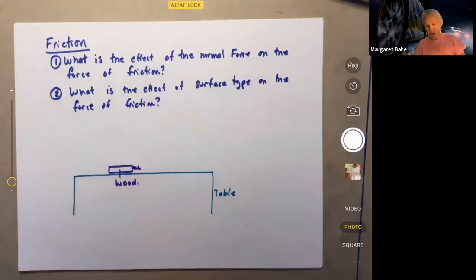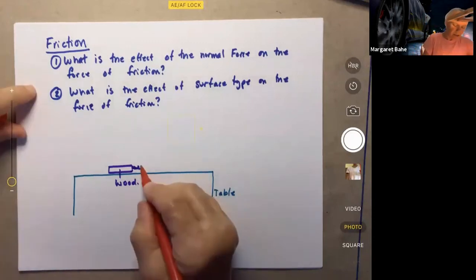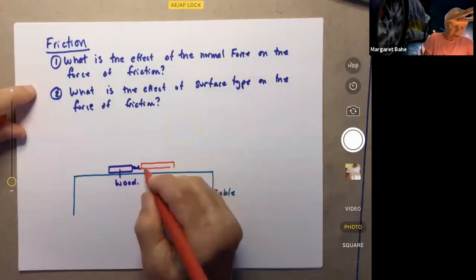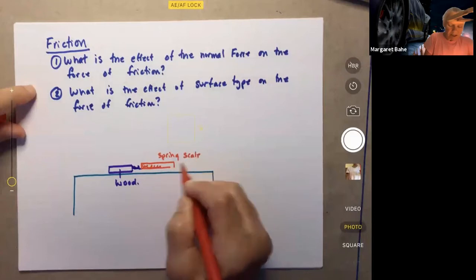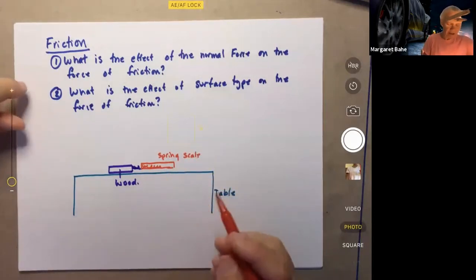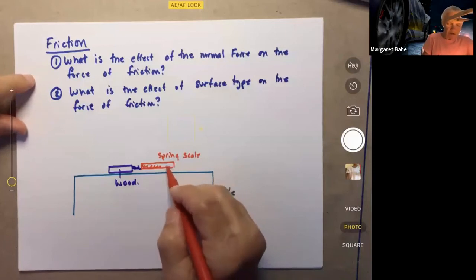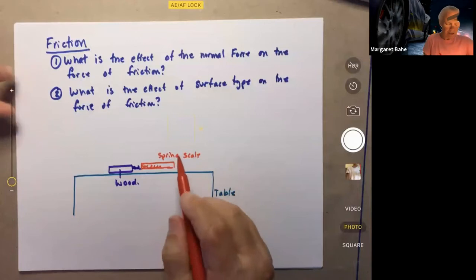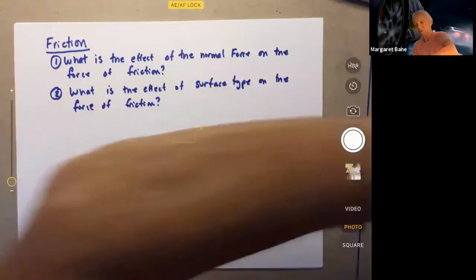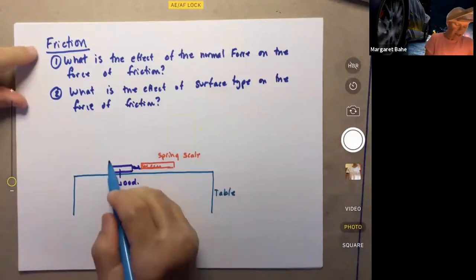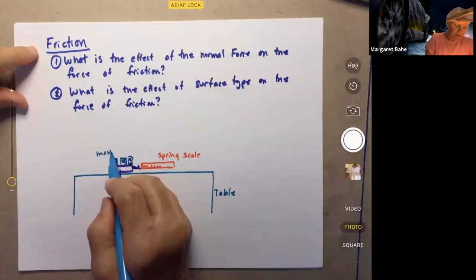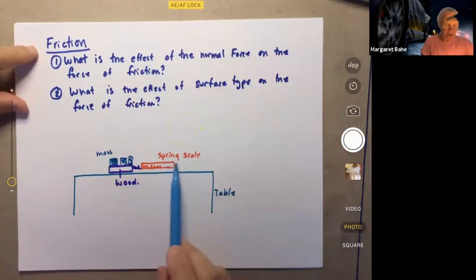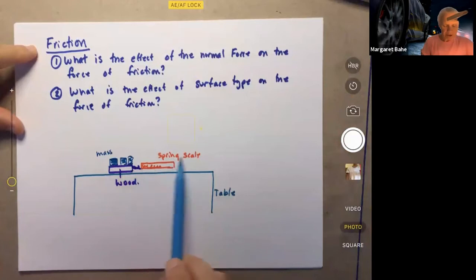And then attached to that hook, we can then have our spring scale. And of course, you have used our spring scale in the past, and so you know that we can measure forces using our spring scale. And then the thing that we can vary here is we can add various amounts of mass to our piece of wood. And by pulling here on our spring scale, we're going to be able to create various applied forces.